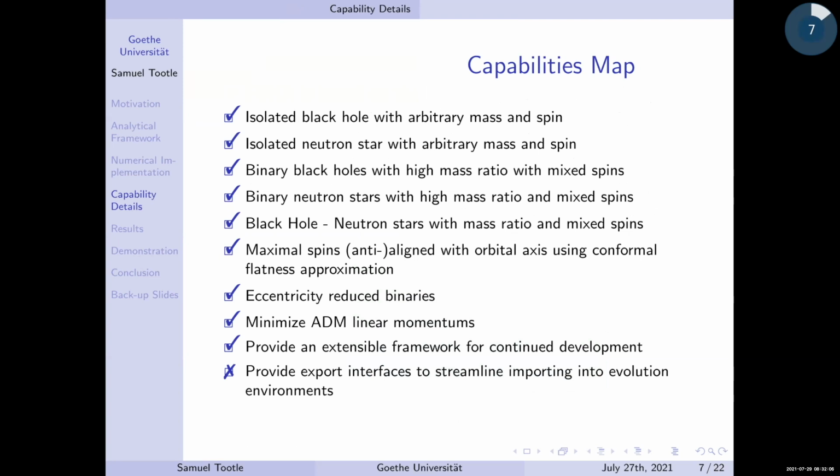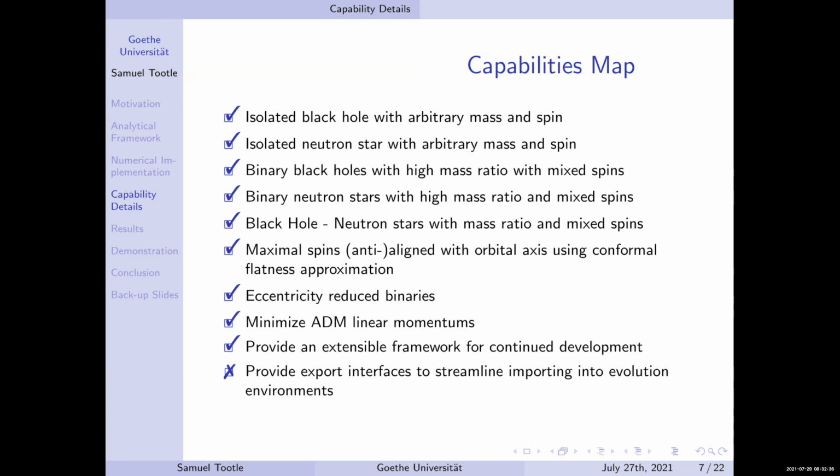So from the capabilities, what's actually included? FUKA is a collection of solvers. We have isolated black holes and neutron stars where you can do different spins and masses, and everything is fixed based on the mass and the spin. We don't do fixing of the central enthalpy or something like that, which for us makes the solvers much more intuitive to use.